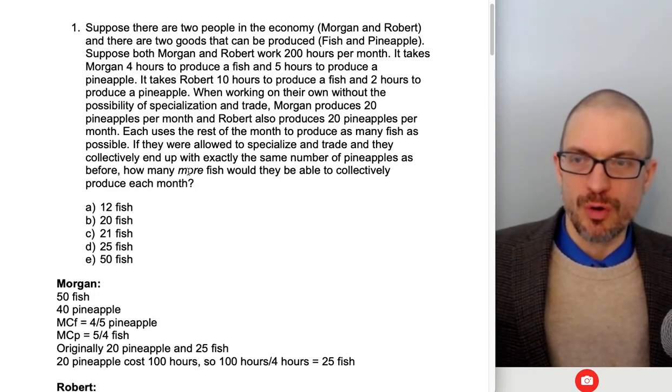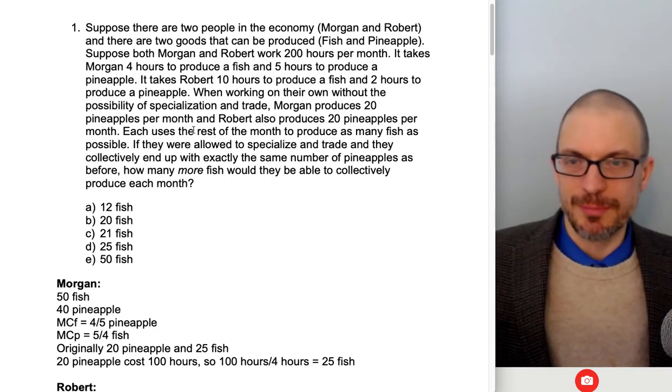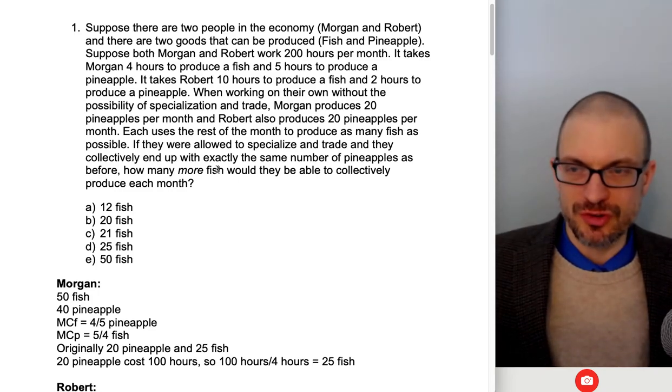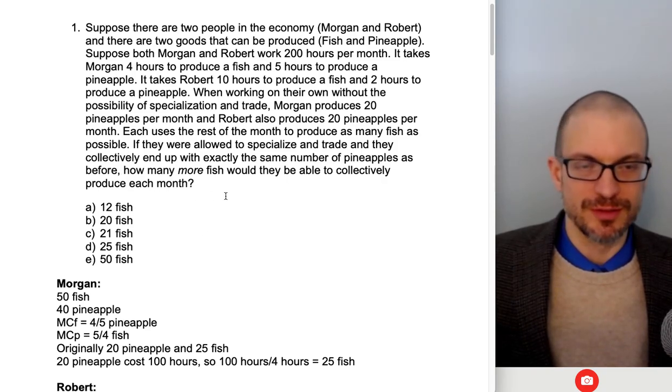When working on their own without the possibility of specialization and trade, Morgan produces 20 pineapples per month. Robert also produces 20 pineapples per month. Each uses the rest of the month to produce as much fish as possible. If they're allowed to specialize and trade, they'd collectively end up with exactly the same number of pineapples as before. How many more fish are they able to collectively produce?